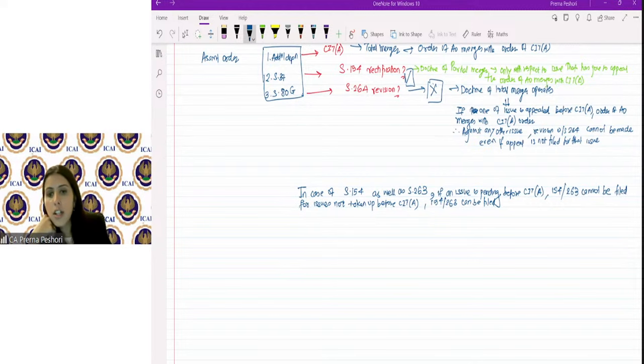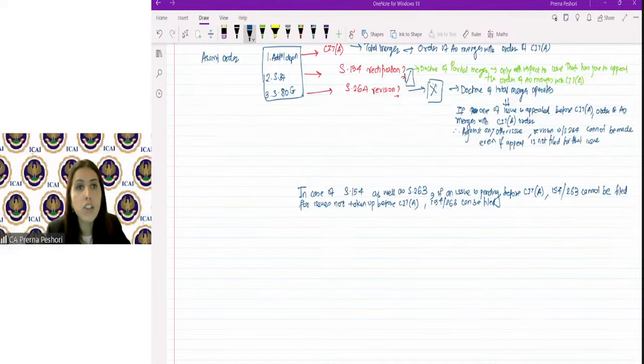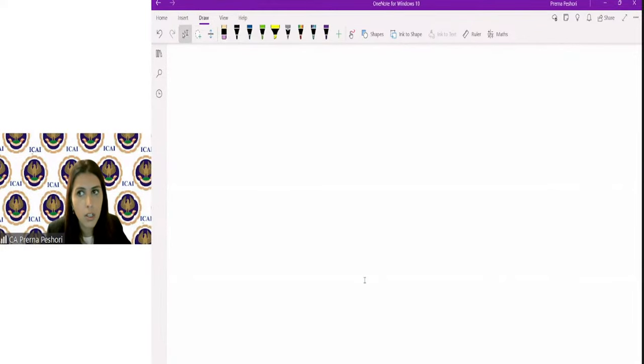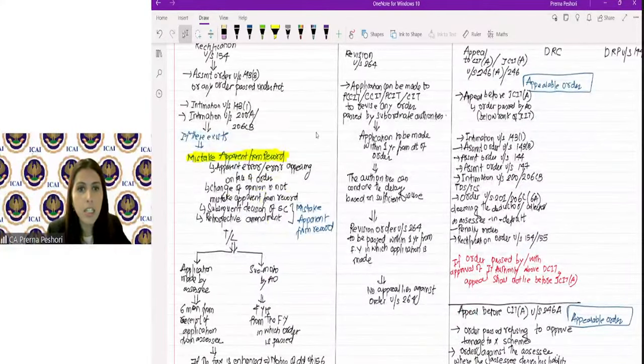If revision under 264 is filed, then the same appeal under CIT cannot be filed, right? Yes. So when you're going for 264 relief, you have to give a declaration that you are revoking the right to go for appeal. Here the application can be made to the PCCIT or CIT under 264 with the promise that the appeal shall not be preferred against the same issue.